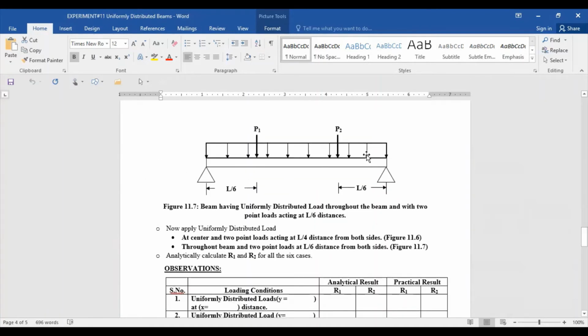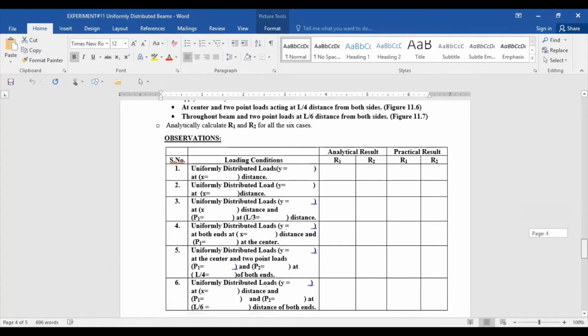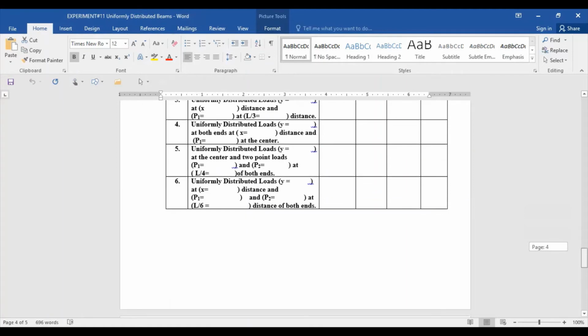In another case you are going to take all the pavers throughout the beam, and then take 2 point loads at L by 6 distance. So these are the cases. You have to find out the support reactions practically, and then you have to calculate these values analytically. And I told you how you can do that analytically. You have to show all the calculations.